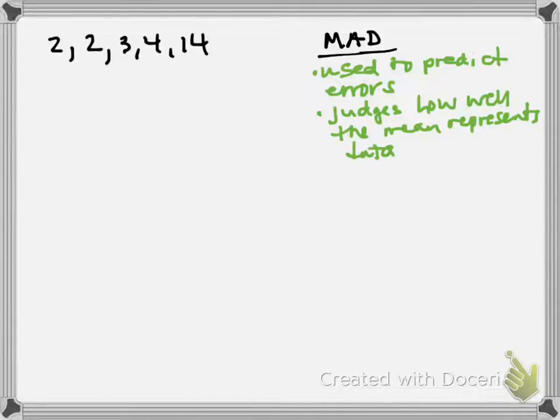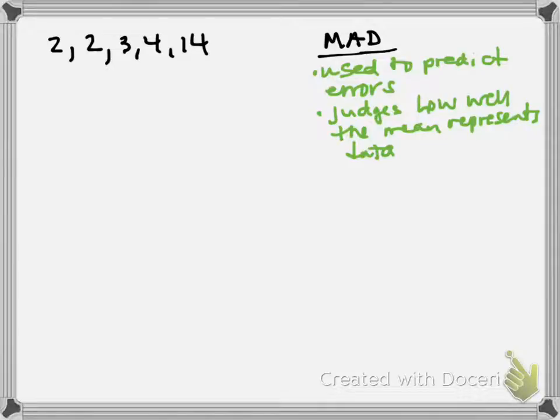That's what the M for MAD stands for, is the mean. So we're going to be calculating the mean. In fact, we're going to calculate two means. And we're going to look at how we can interpret it. Is the mean really a good judge of the information we have?